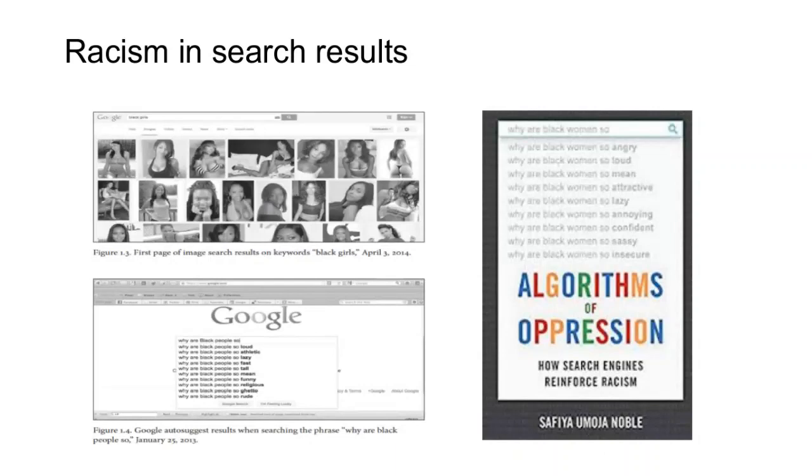On the top left hand side here, you see the results returned for a search that she did on the term black girls. This was back in 2014. The reason she was doing this search was a very ordinary everyday activity of looking for activities to do with her young niece. And instead of being returned some nice activities to engage in with her family member, she was returned all these very highly sexualized images of young black girls.